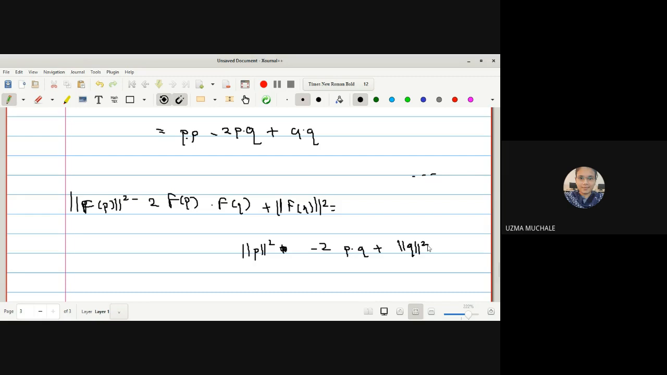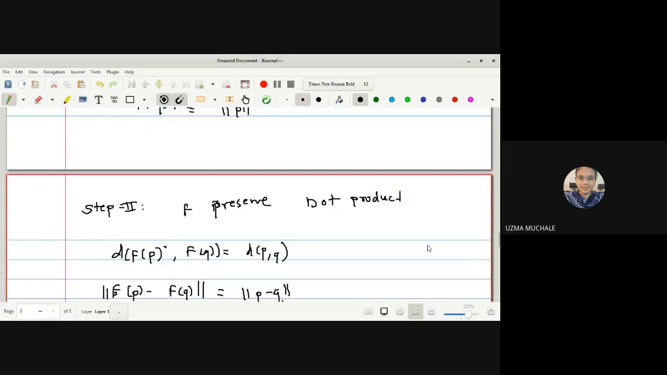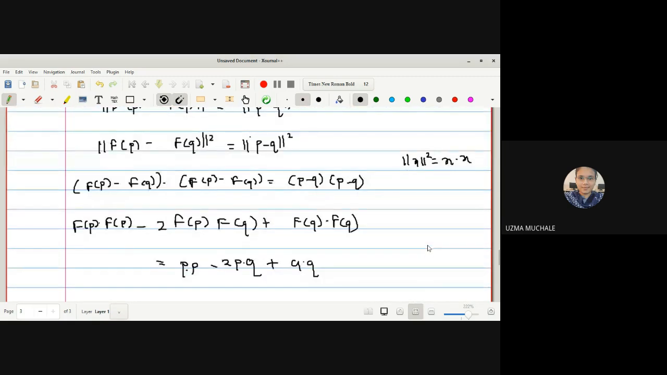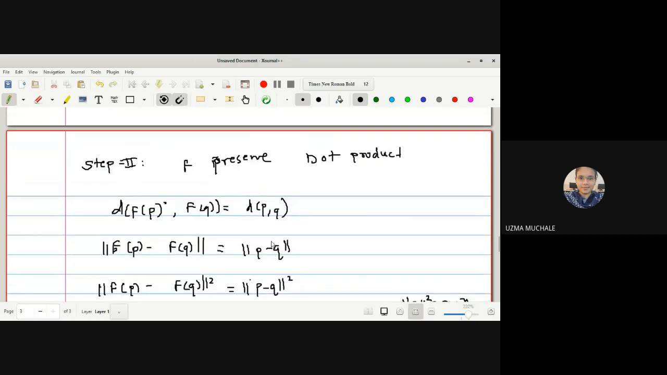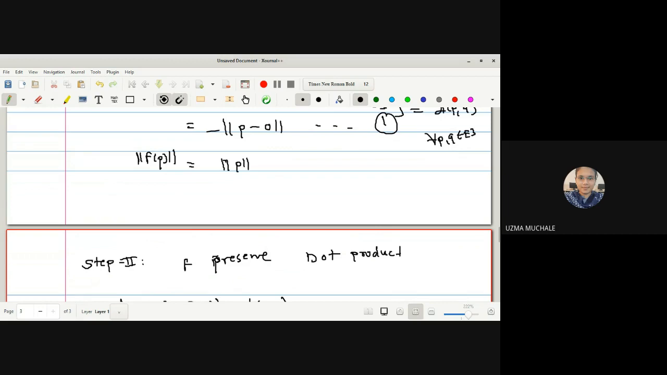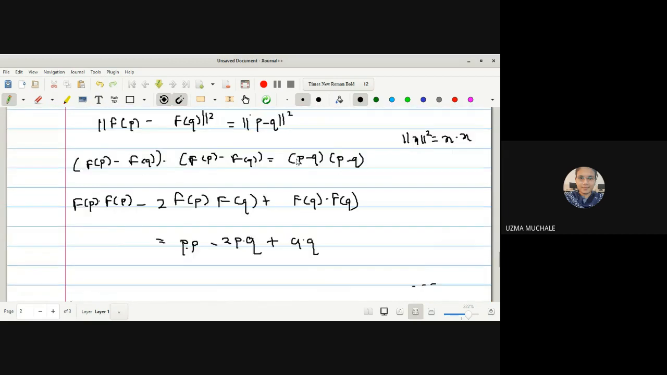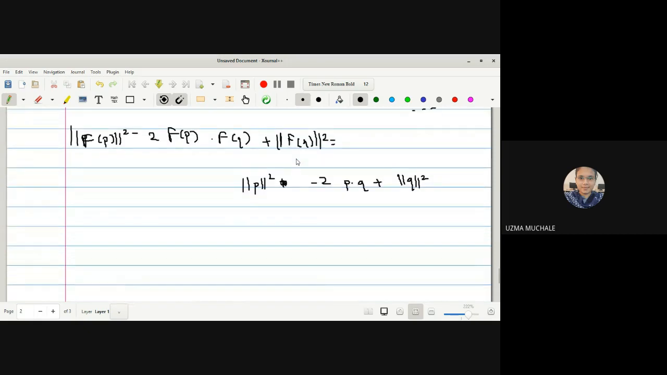Norm square of Q. But what we have proved just now in step first is that norm of FP is nothing but your norm of P. Correct? Step first. Norm of FP is nothing but norm of P. So from step first, we can write norm of FP is nothing but your norm of P.